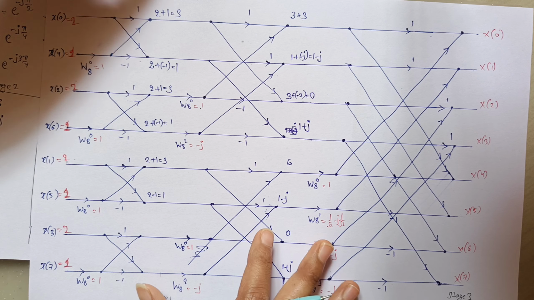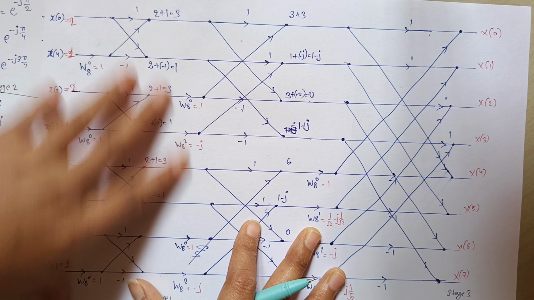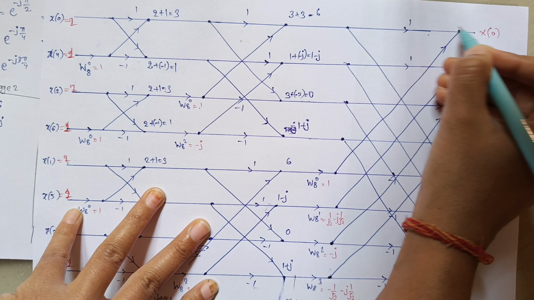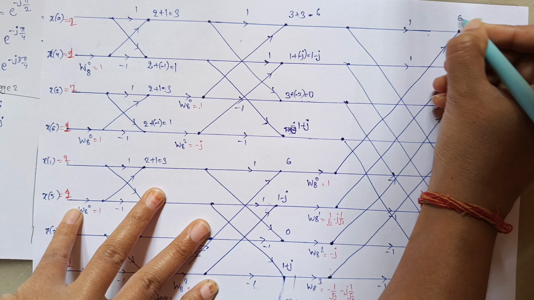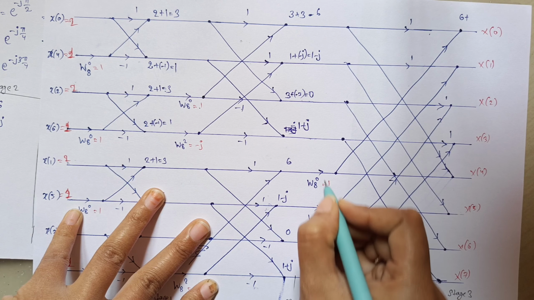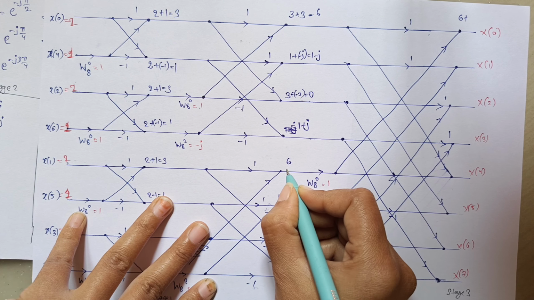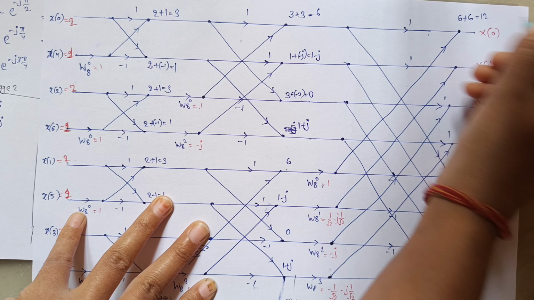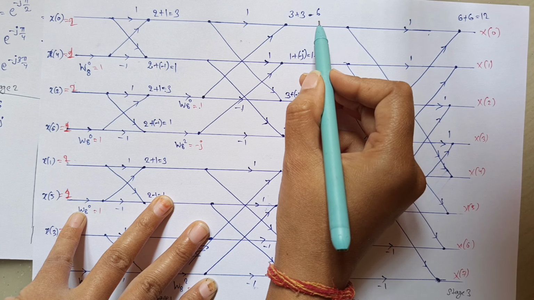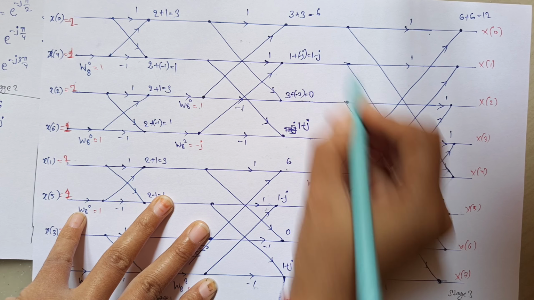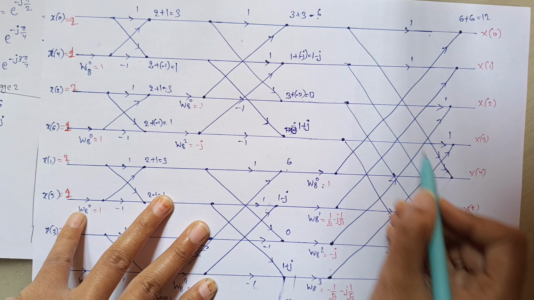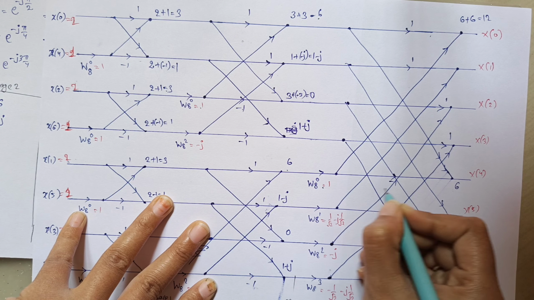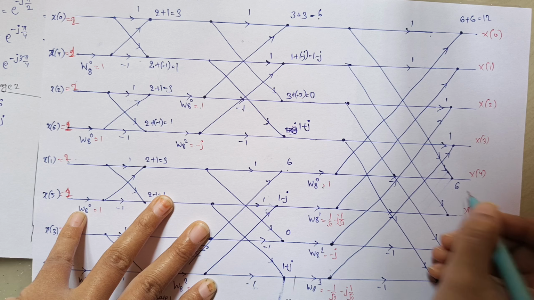Now let's move on to the final stage. So here we have 6. So 6 will be traveling over here. 6 into 1 is 6, plus from this line 6 into 1, again we will get 6, so the final is 12. And from here, if we go on the bottom side, 6 into nothing, 6, and from here 6 into 1 into minus 1, what will we get?